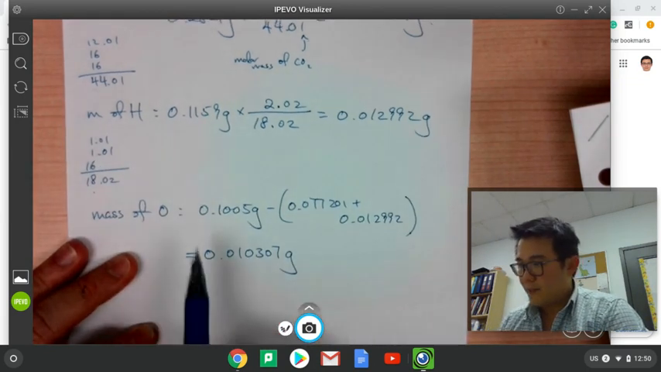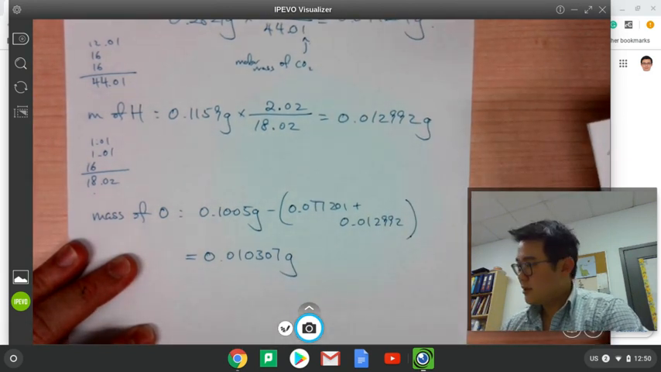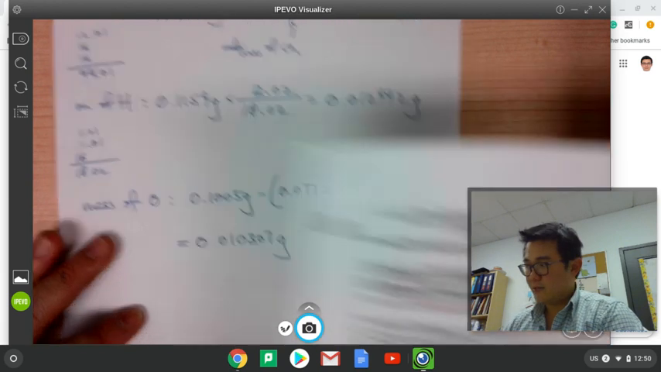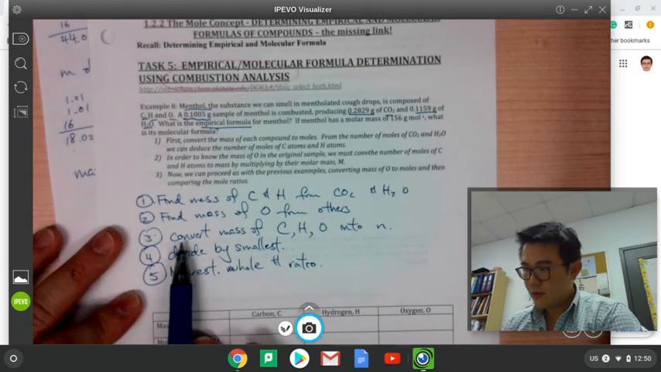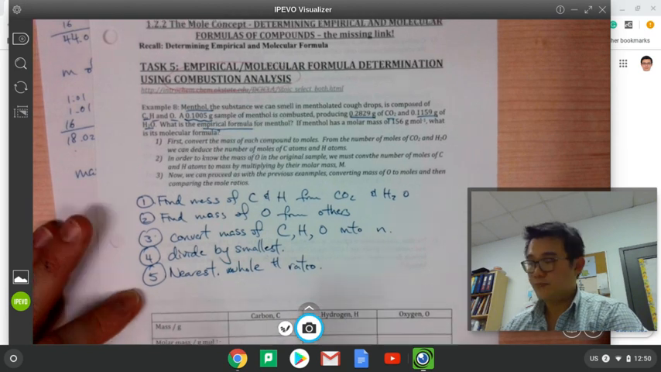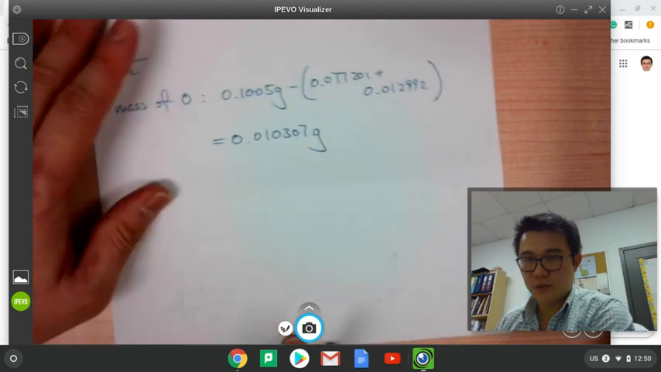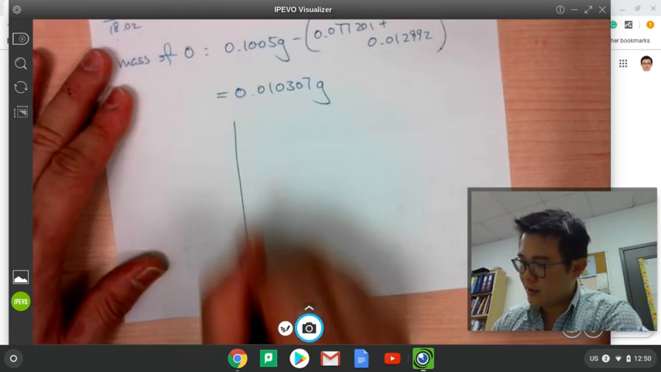So now we have the mass of carbon, hydrogen, and oxygen. Now, if you remember your game plan, step 3, you convert the mass of these into number of moles. Okay. So this is relatively simple, and I'm going to do this in a table format.